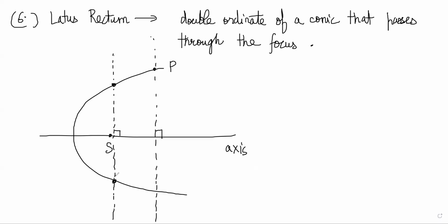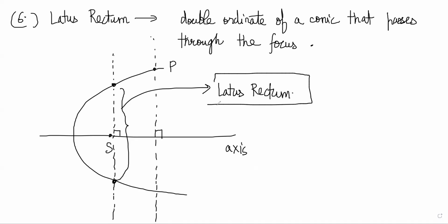And this becomes your double ordinate, right? This length is known as the latus rectum. In a parabola, we will soon discover that it is equal to 4a if y square is equal to 4ax is the equation of the standard parabola. So we will find out more properties about the latus rectum as we go along. For now, just remember that it always has to be perpendicular to the axis of the parabola, and it has to be a double ordinate of the conic that passes through the focus of the conic. That is your latus rectum.